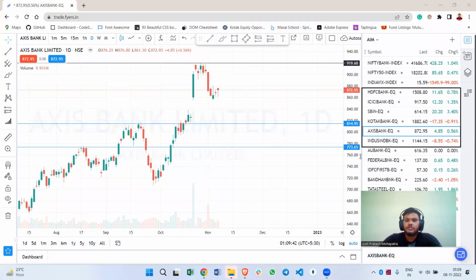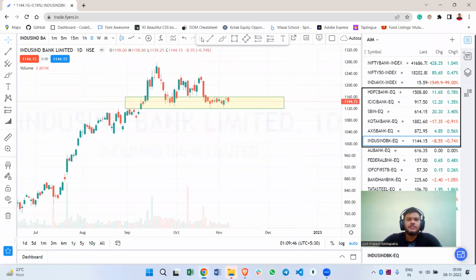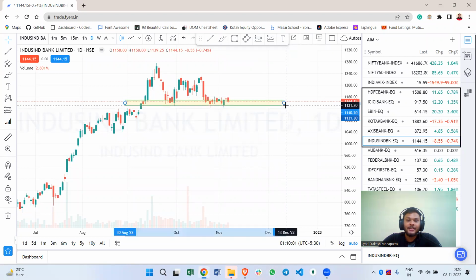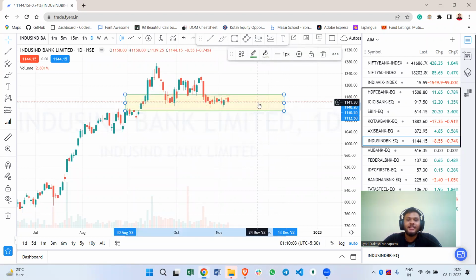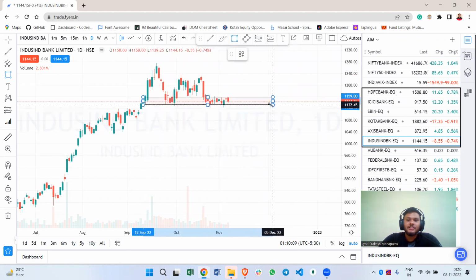Okay. Now let's look into IndusInd Bank. Here you can see that IndusInd Bank plays with our emotions because it opens gap up, and it did not close above 1160. We need it to close above 1160, or it may close below 1140, but it did not go anywhere. We need it to close below 1140 or above 1160. So you can expect some good movement here.